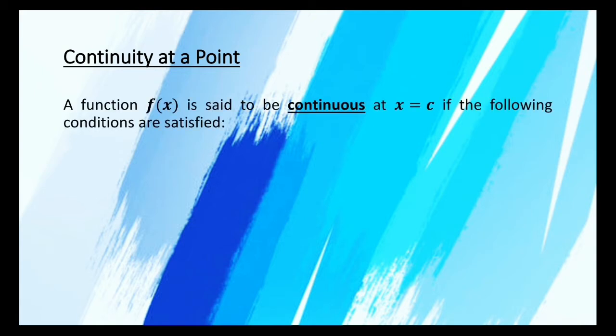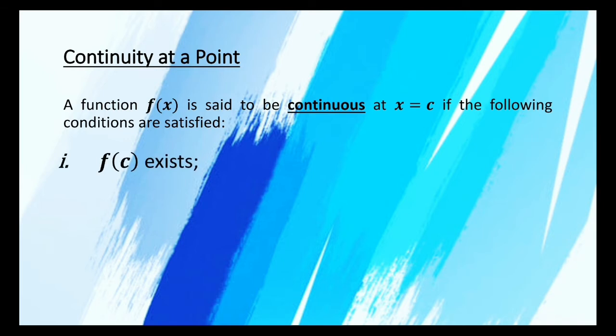So what is continuity of a function? There are two subtopics. First is the continuity at a point. A function f is said to be continuous at x equals c if the following conditions are satisfied. There are three conditions.